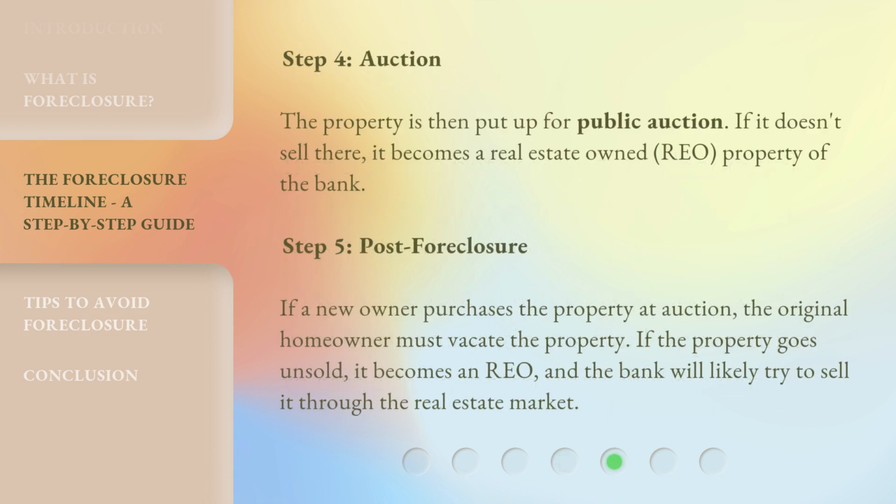Step 4. Auction. The property is then put up for public auction. If it doesn't sell there, it becomes a real estate-owned (REO) property of the bank.